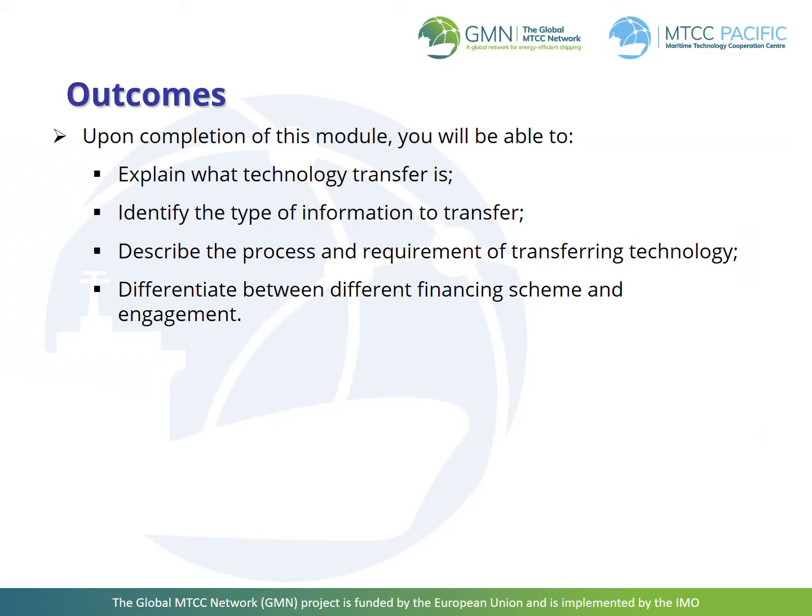Outcomes. Upon completion of this module, you will be able to do the following. 1. Explain what technology transfer is. 2. Identify the types of information to transfer. 3. Describe the processes and requirements of transferring technology. 4. Differentiate between different financing schemes and engagement.